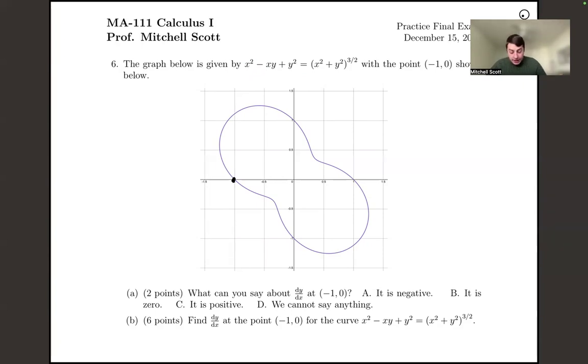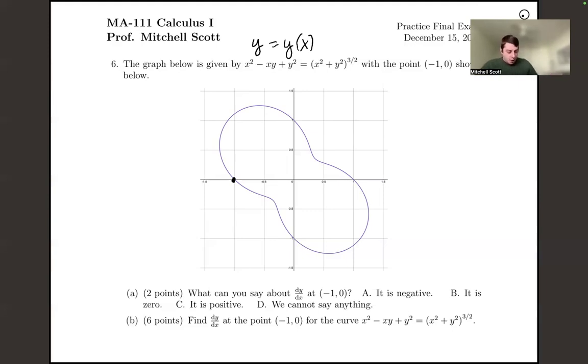So first of all, I'm looking at this point. We need to figure out what I can say about dy dx, right? Remember, this is an implicit function, but y is not some different variable. It's a function of x, right? So when I say dy dx, that makes sense. What can I say about the slope at this point? Is it negative, 0, positive, or we can't say anything?